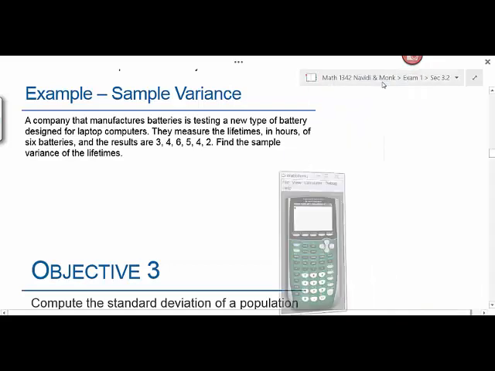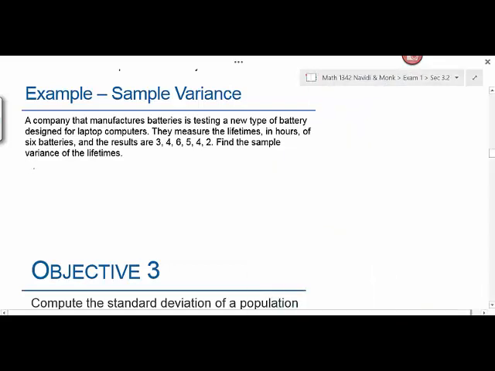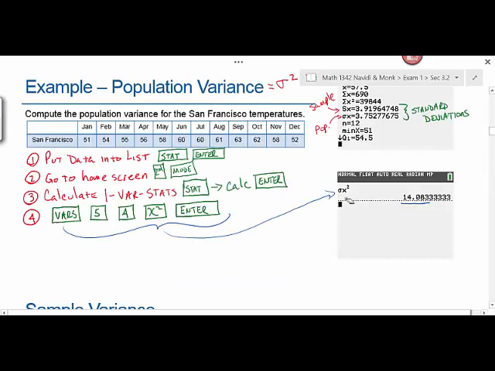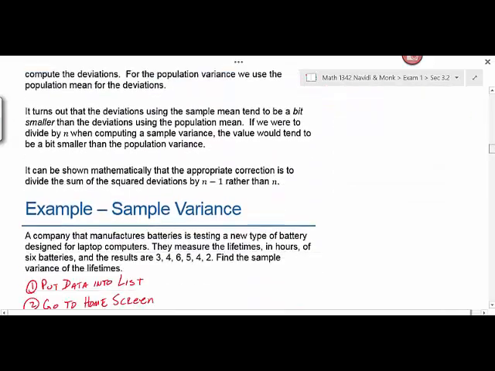This is going to be even easier than the population variance was. We're not going to calculate the one variable statistical analysis for this. We don't have to. We could and then go through the same steps as we did before, and instead of using the sigma x, we would use the sx for the sample. That's one way to do it, but there's an easier way, and that's what I'm going to write down here.